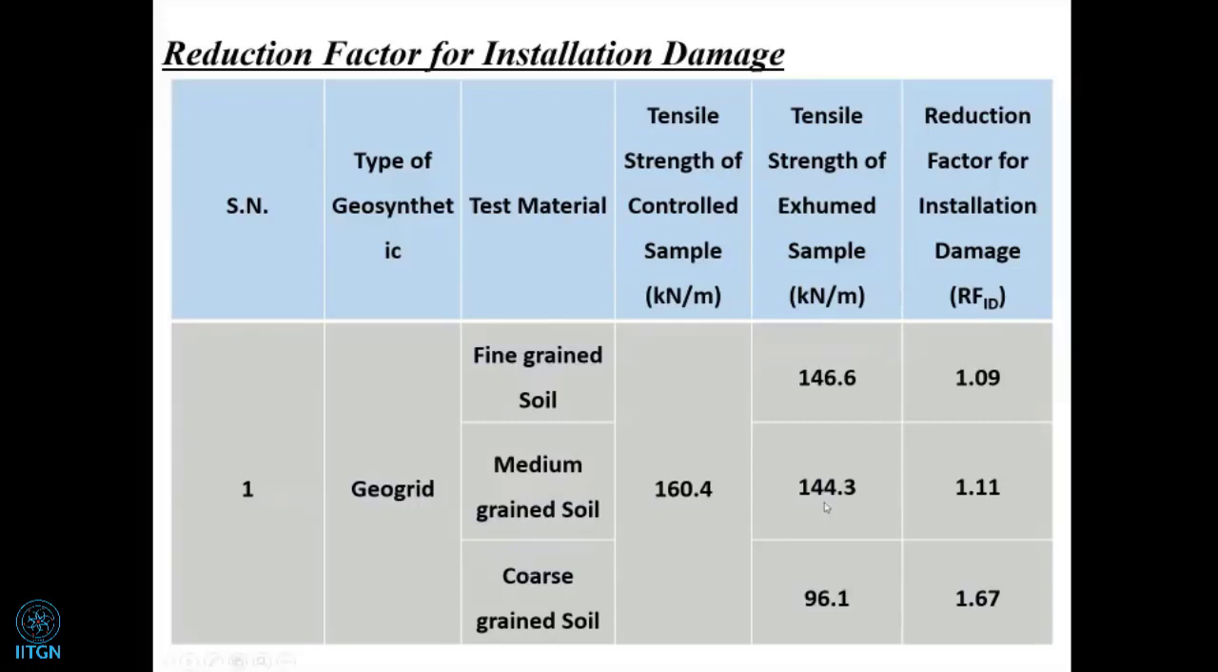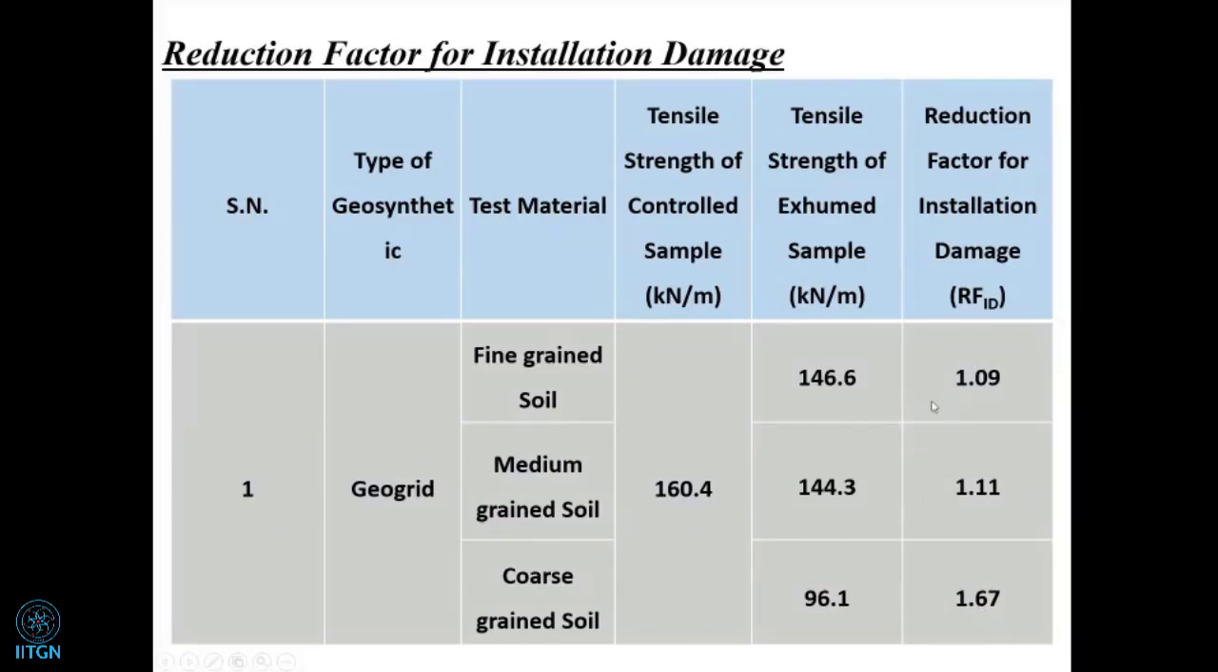With the medium-grained soil, it was slightly lesser, at 144 kilonewton per meter. But with the coarse-grained soil, the damage was high, so strength was further reduced to 96 kilonewton per meter. So ultimately, the reduction factor was highest in the case of coarse-grained soil. It was 1.67. It was lowest in the case of fine-grained soil, at 1.09.